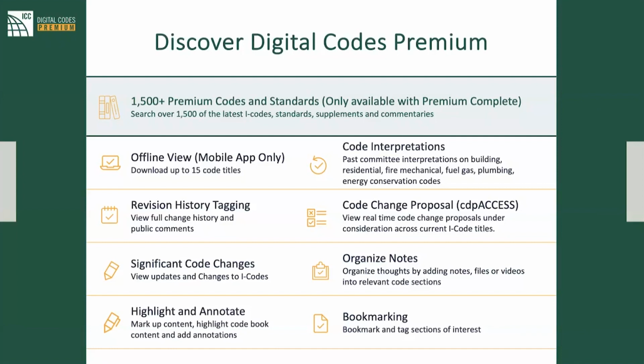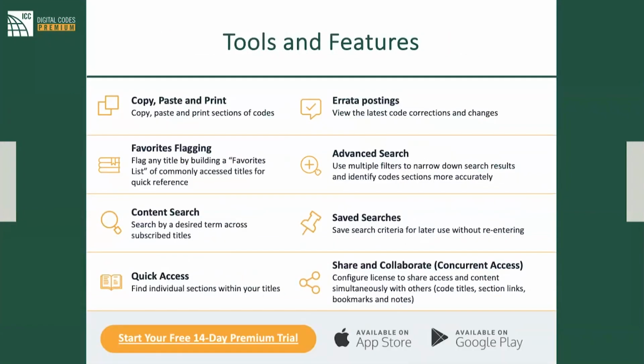You'll be able to see the code change history, code interpretations, and the code development process as new codes are released. There's a 3-year cycle, and people will propose different proposals to change code sections, and those will be included in the digital platform as well. You also have the ability to highlight, annotate, create notes, and organize those notes in different categories, including bookmarks, so you can share and collaborate those notes with others in your organization.